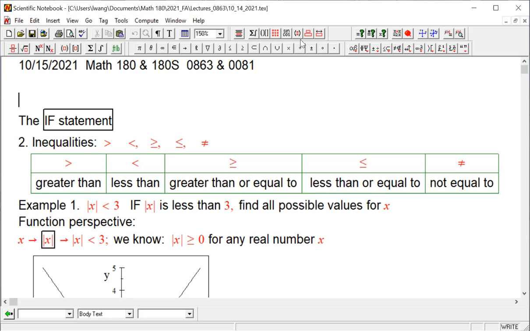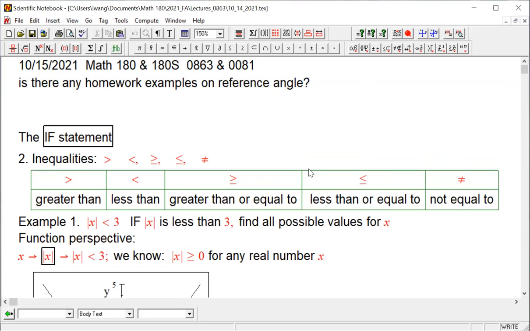Is there any homework with examples on reference angle? Yes, absolutely. The homework I gave you guys on trig 4a. So the question is, are there any homework examples on reference angle? For that question, I would say trig 4a.